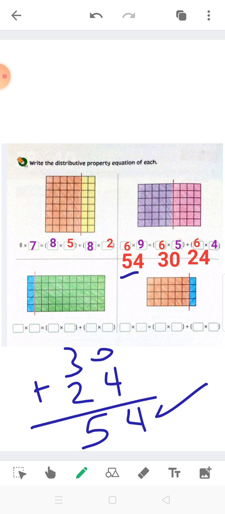So do you see here? If 6 by 9, I will cut the 9 columns into 5 and 4. So I've got the same answer. Okay, the rest of the figures you can do by yourself.